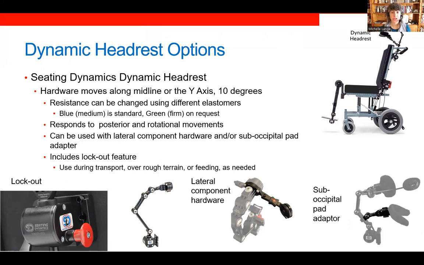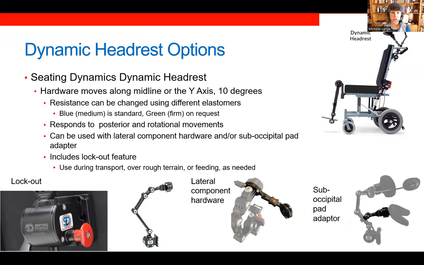The Seating Dynamics dynamic headrest moves anteriorly and posteriorly about 10 degrees, but it really depends on the force of the client and how many links are used to get the head support where you need it to be. It responds to both posterior and rotational movement, which is great because many of our clients, as they extend, also have some rotation, particularly if there's some of those reflexes going on, like that ATNR.